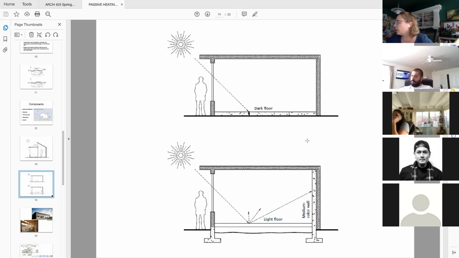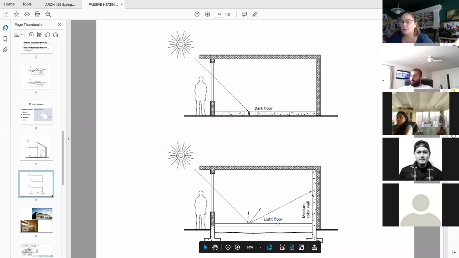This is an important concept too. If your thermal mass is not going to be your floor structure and you want it to be your wall structure, you need to make sure that your floor surface is light in color and has some reflectance to it, so that the light that comes in can be reflected and bounced to the thermal mass, which in this situation is a vertical wall.